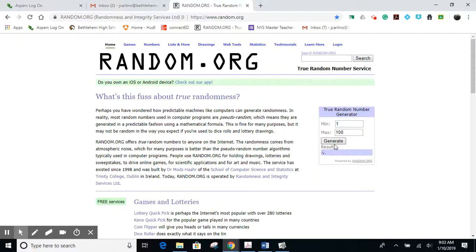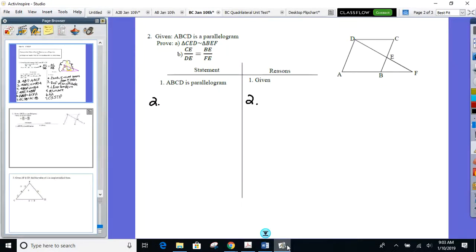Any pairs of angles? Yep. Okay, we got the vertical angles. All right, no big deal. Usually see those right away. CED congruent to FEB.